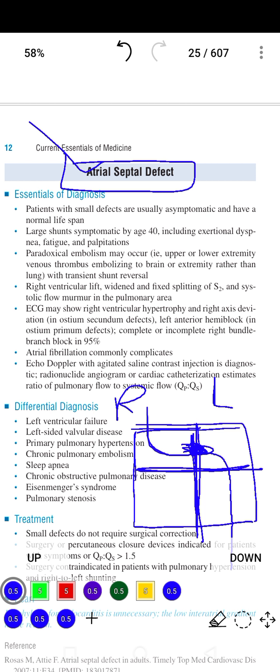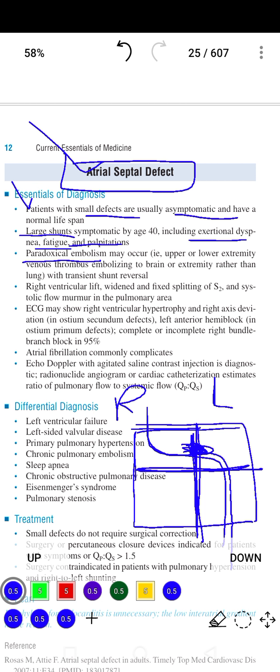So in this way the septal defect develops and creates certain abnormalities, in which patients with small defects are usually asymptomatic, but patients having a large shunt will develop symptoms like exertional dyspnea, fatigue, palpitation. Paradoxical embolism will be there.